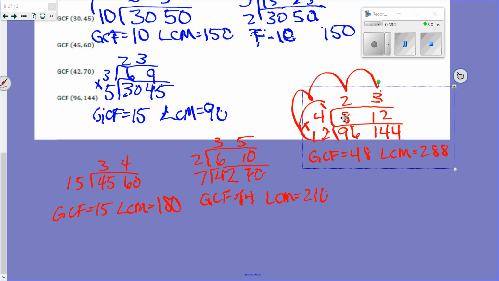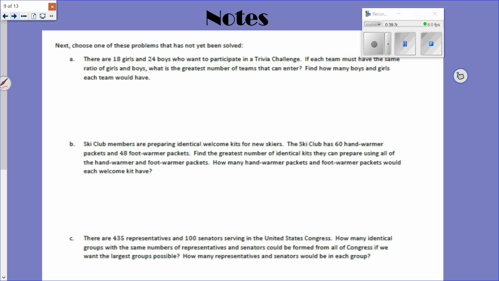Okay, let's go ahead and turn to our next page. What page is it? So it's the one with the word problems.